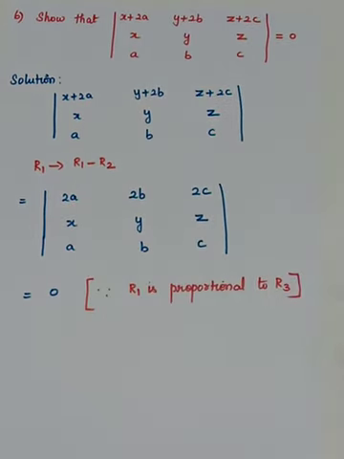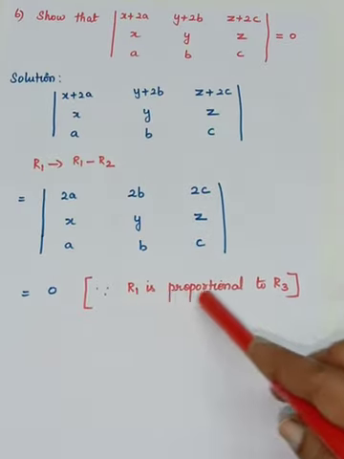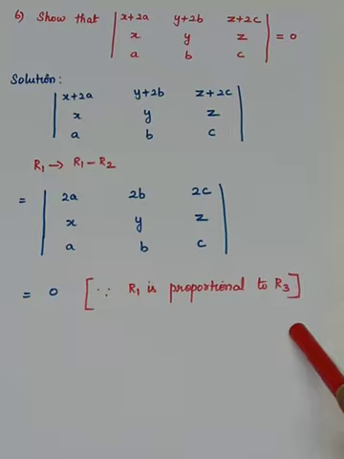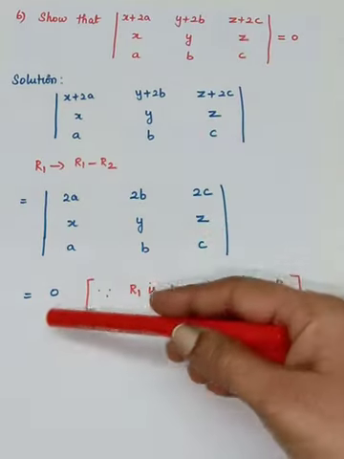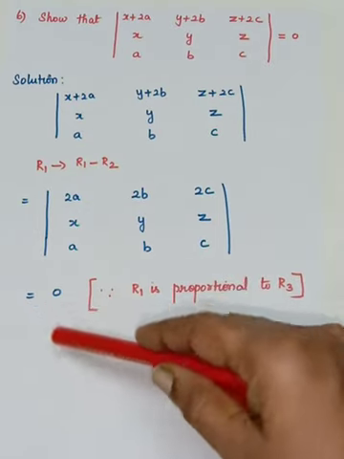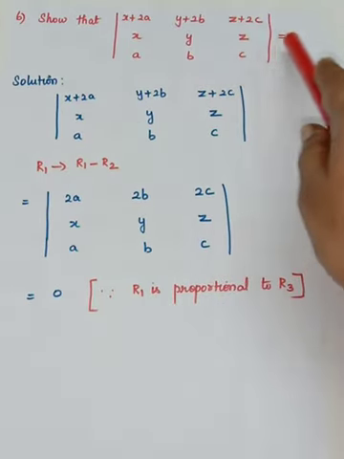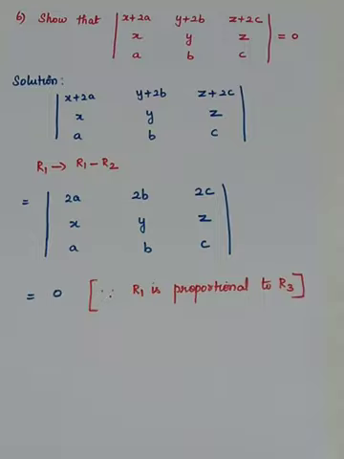So one row is a scalar multiple of the other row. Otherwise, R1 is proportional to R3. So if any two rows are proportional, the value of the determinant is equal to 0. So we have proved the value of the determinant is equal to 0. Thank you, students.